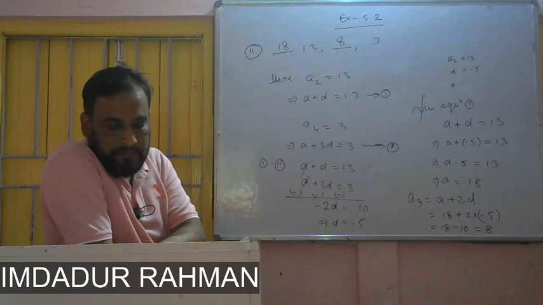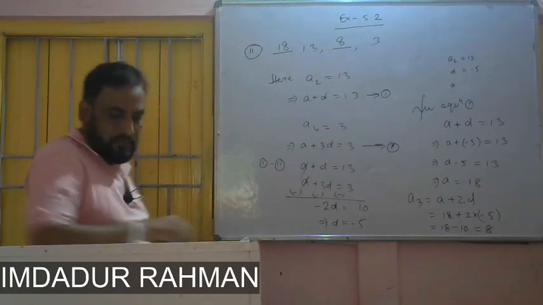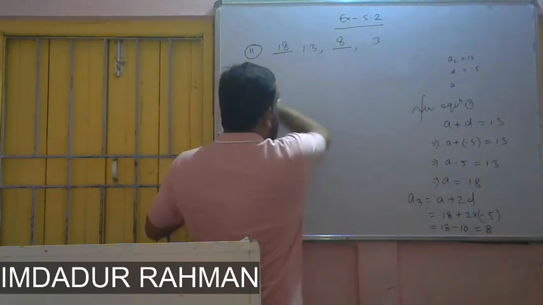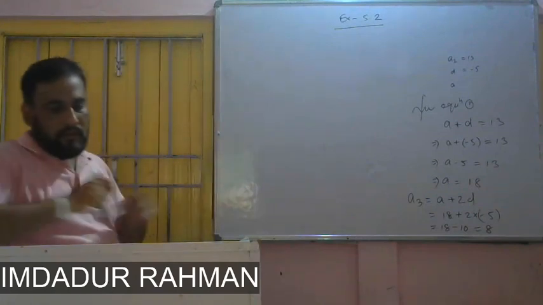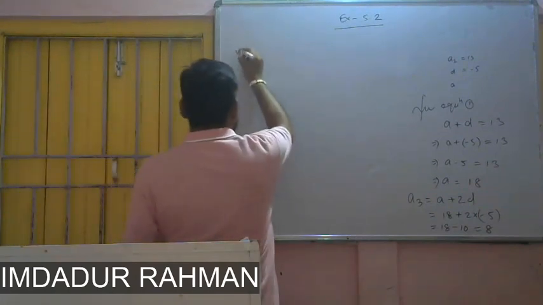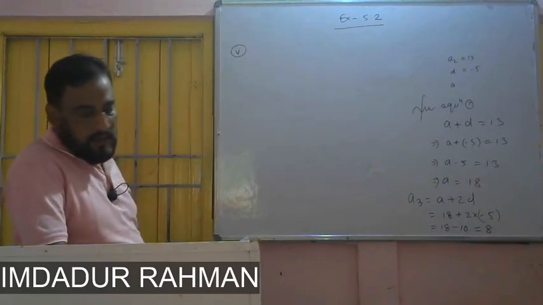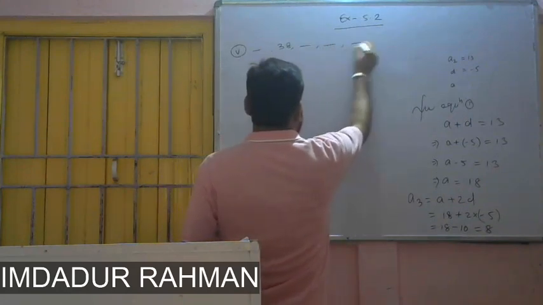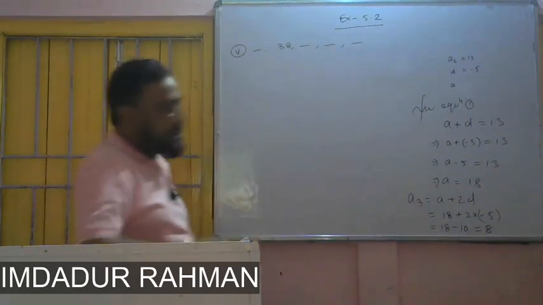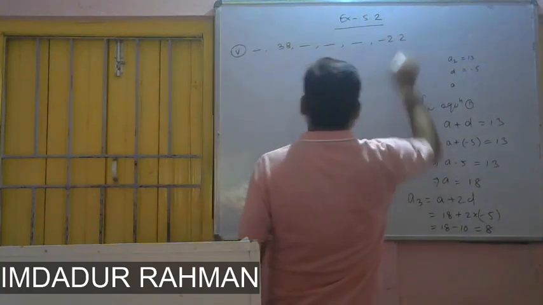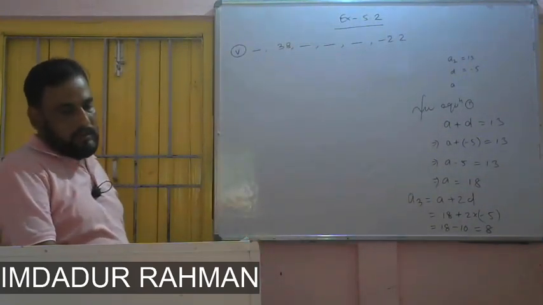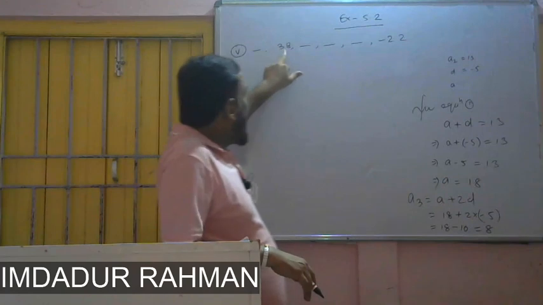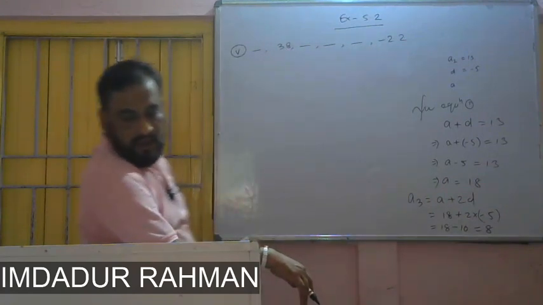Okay, I am showing question number 5 for your betterment. Question number 5. What is the series? Dash, 38, then 3 dashes, and then minus 22. It's a big series. How many terms altogether? 1, 2, 3, 4, 5, 6. So A2 and A6 are given.